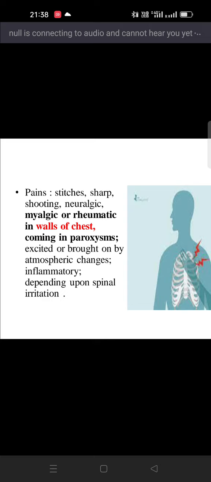What is the meaning of paroxysm? Means if the pain is coming, it will come suddenly. Means suddenly violent pain will be there, which is excited or brought on by atmospheric changes. If there is a change in the weather, at that time there will be a pain. So we can think of Ranunculus bulbosus, depending upon the spinal irritation, and it always depends upon the reaction of the spinal nerves.